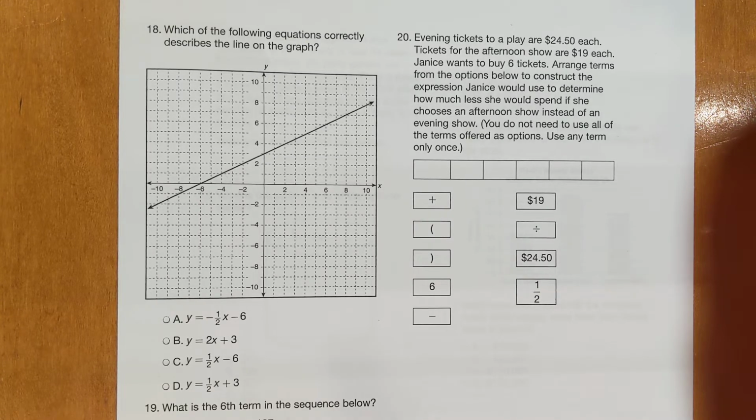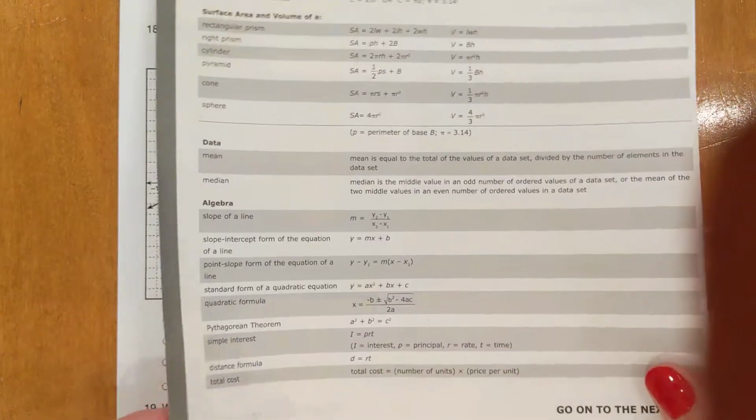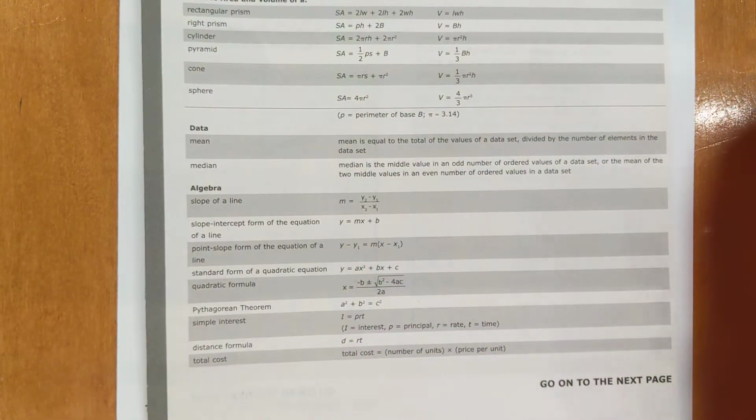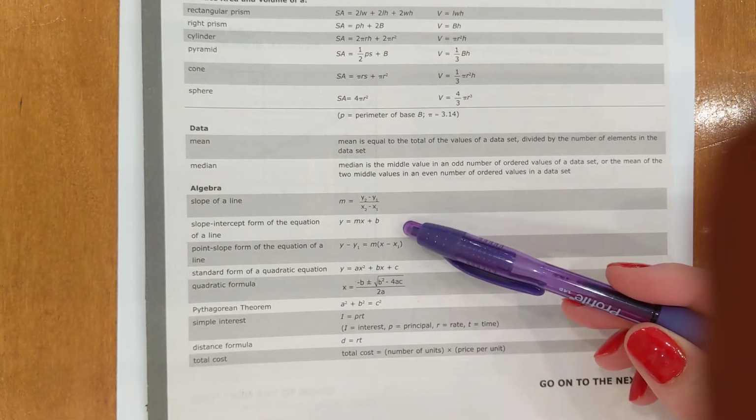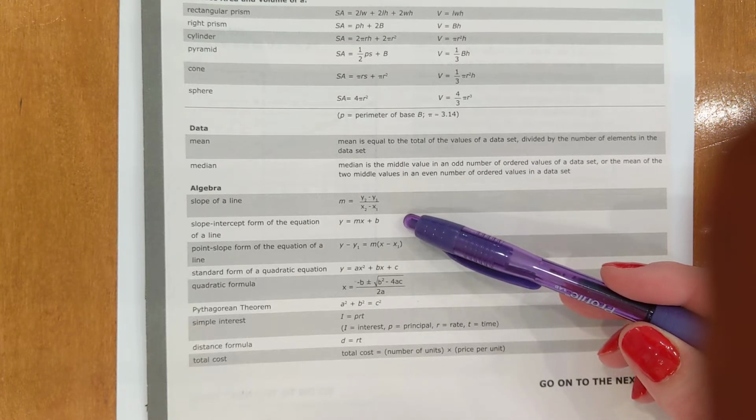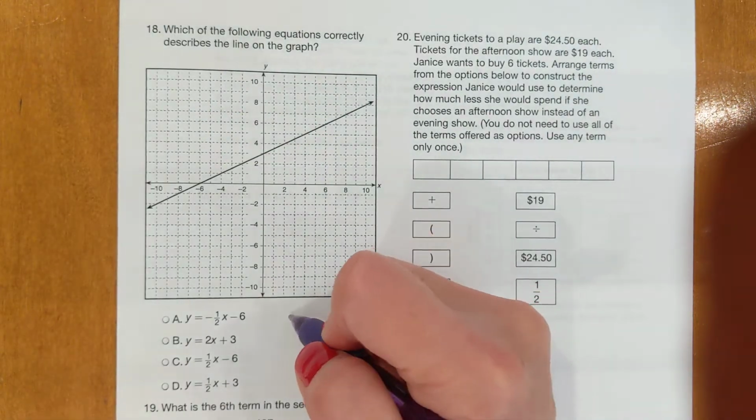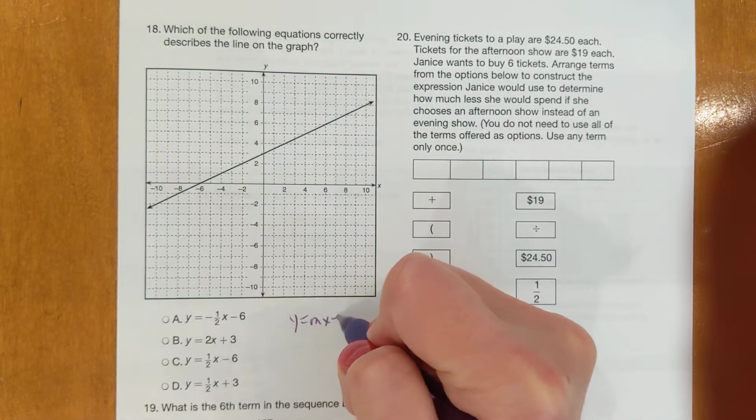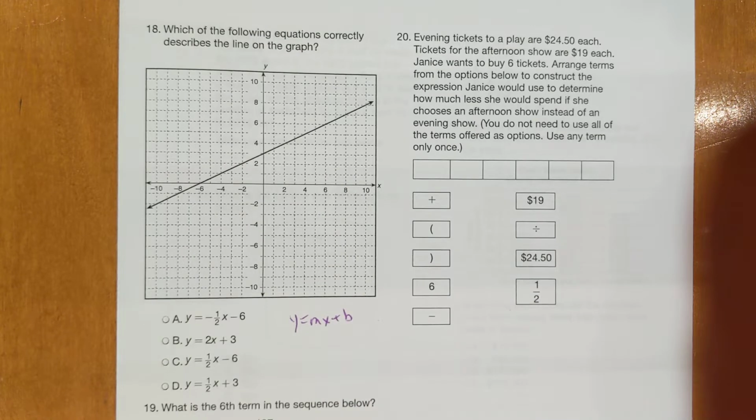We can always refer to the formula sheet. It might give you something to help. On the formula sheet on the bottom under algebra, it says the equation of a line is y equals mx plus b. That's the form that it's in right now, because they've solved them for y. The formula sheet doesn't tell you what the m and the b stand for.